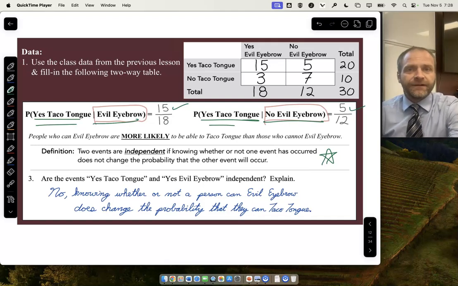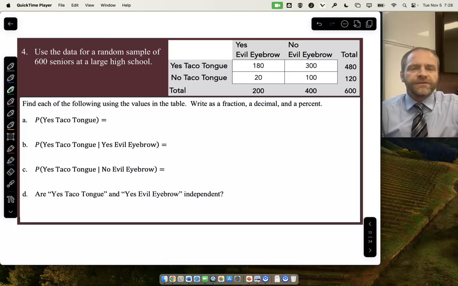So let's dive deeper into this probability independence idea. And for example 4, we have used this data. We have 600 seniors at a large high school. All the data is in that two-way table right there. And now we're being asked to find each of these probabilities, write them as a fraction, decimal, and a percent. I wrote them as a fraction and a decimal, and I'll just say the percent out loud.